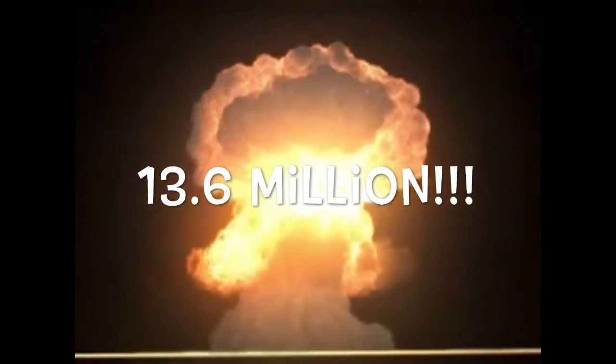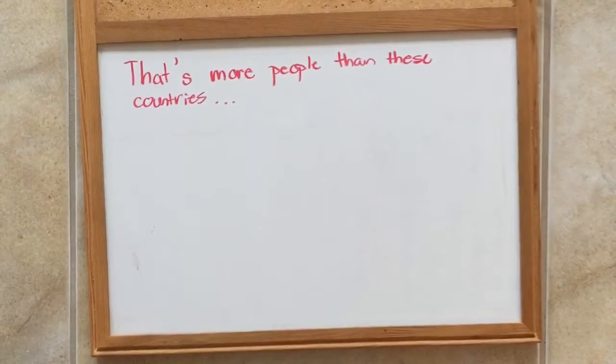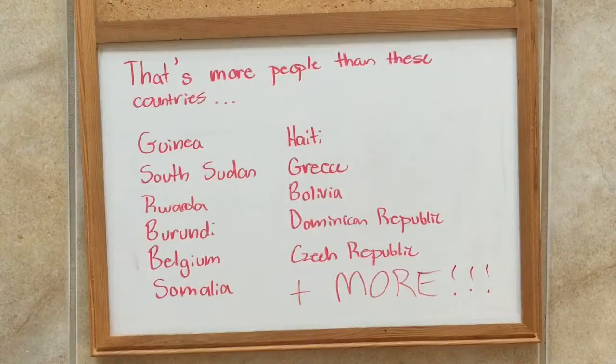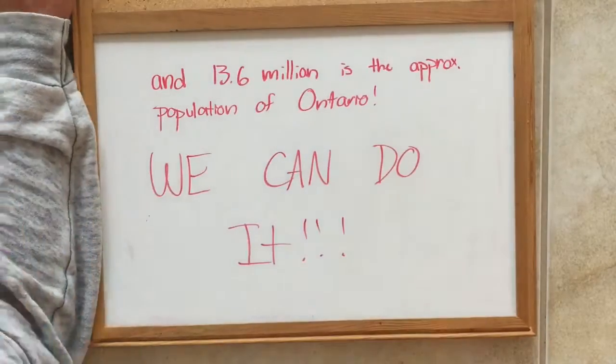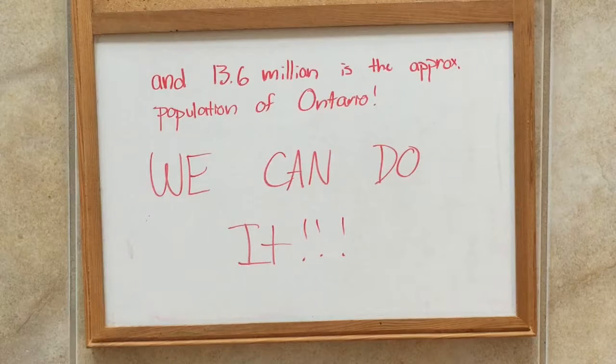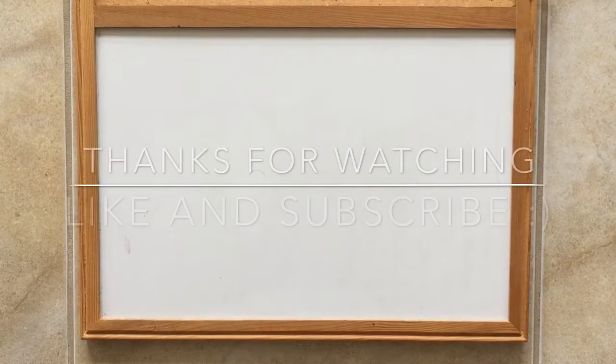13.6 million. Wow, that's a lot of people. To put that into context, that's more people than all of these countries individually, their population. Would you look at that? And also, 13.6 million is the approximate population of Ontario, so collectively, our province can move the Empire State Building on a surface made of rubber.